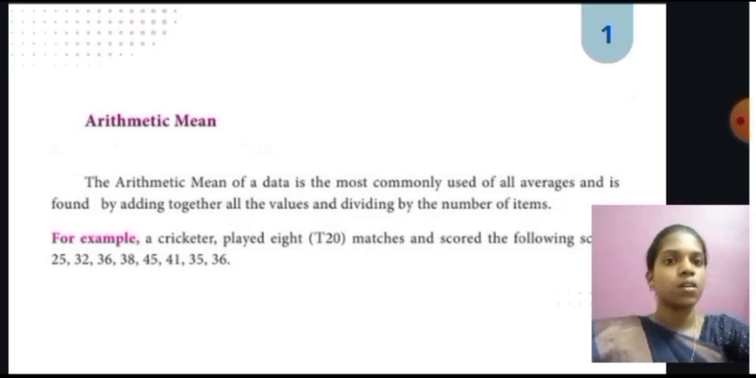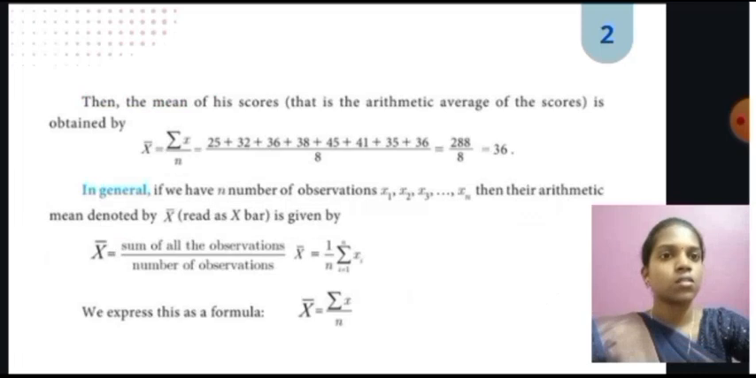For example, a cricketer played 8 T20 matches and scored the following scores: 25, 32, 36, 38, 45, 41, 35, and 36. Then the mean of his scores, that is, the arithmetic average of the scores, is obtained by x bar equal to summation x by n equal to 25 plus 32 plus 36 plus 38 plus 45 plus 41 plus 35 plus 36 divided by 8 equal to 288 by 8, which is equal to 36.